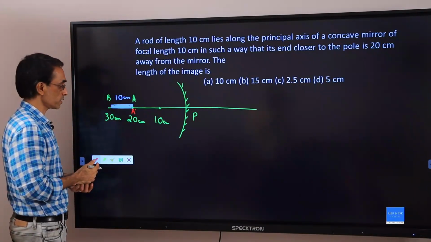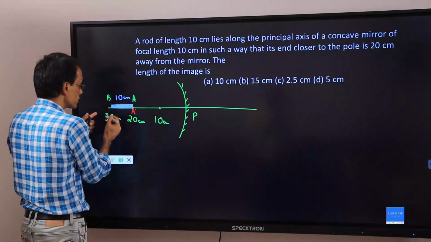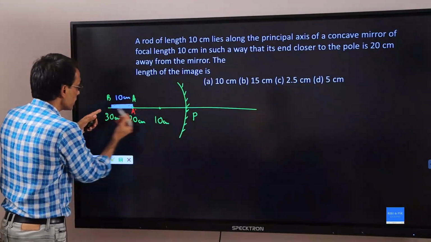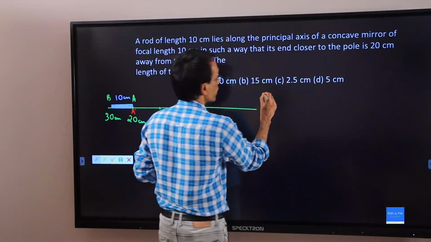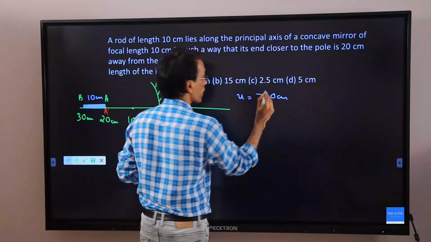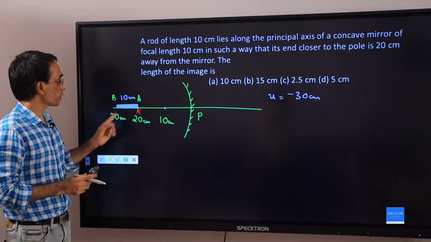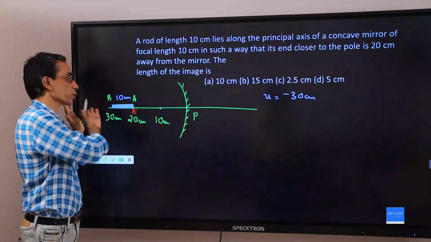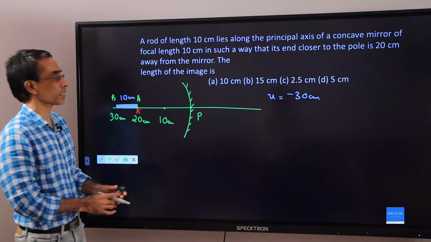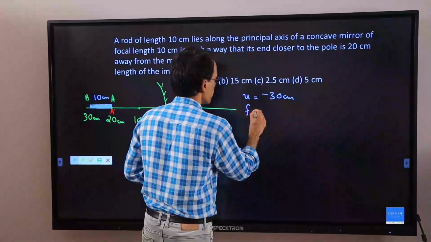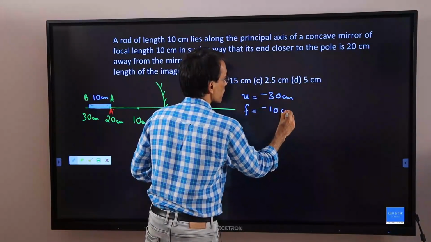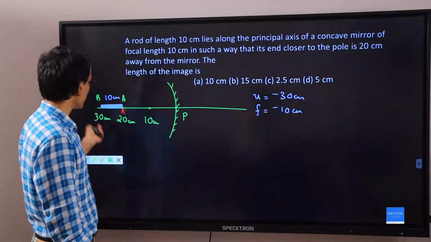And where is B dash? B is at a distance of 30 centimeters. So I am taking this distance B. So I will take U is equal to minus 30 centimeter. Tell me why minus? Because for the object here, light is going to the right and you are measuring from the pole to the left, so 30 is minus 30. And what about focal length? It's a concave mirror, so focal length is minus 10 centimeter. We need to find its image.